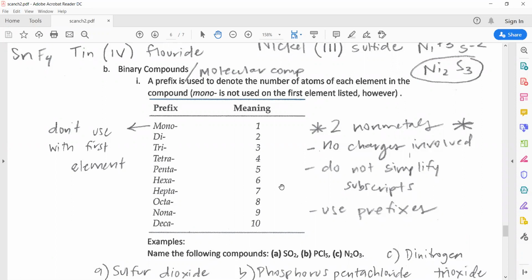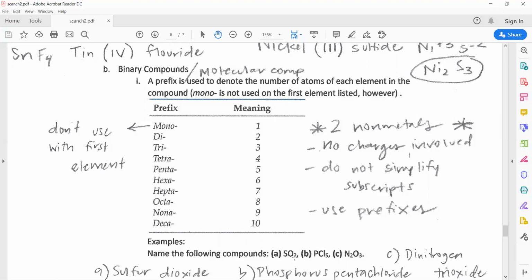Sometimes people will want to start using these prefixes for ionic. We only use these if we have two nonmetals. So you'll see the prefixes here. We either need to have them memorized or be able to get to them very quickly. And what you do is just use the prefix that indicates the number of each atom. The only additional rule is that you don't use the prefix mono with the first element. So let's look at some examples.